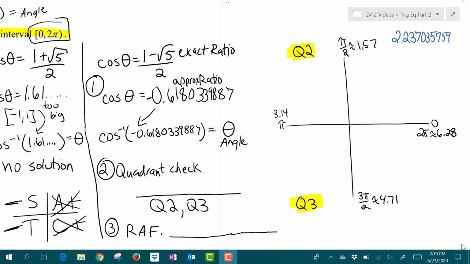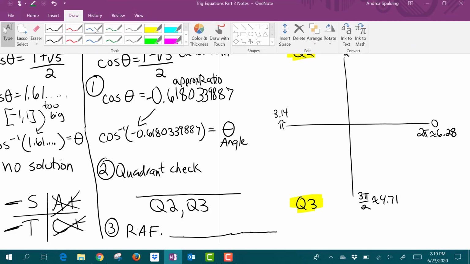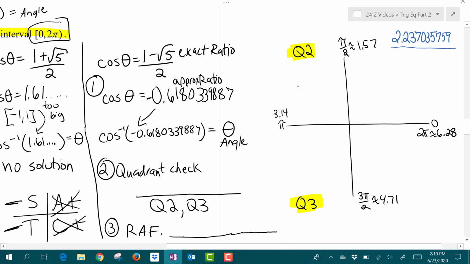Alright, so I have my quadrants, and I have my quadrantal angles labeled from 0 to pi over 2, pi, 3 pi over 2, and 2 pi, and I have the approximations written beside them. Here is the angle that our calculator gave us when we put in the ratio. Alright, so we want to figure out what quadrant that's in. That is going to fit between 1.57 and 3.14, so that is a quadrant 2 angle. Alright, so there's that angle. Just getting a good approximation of that.